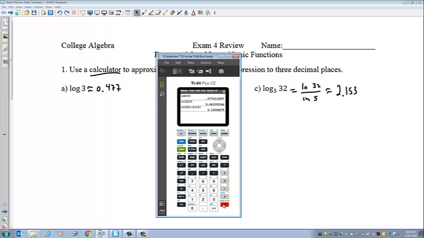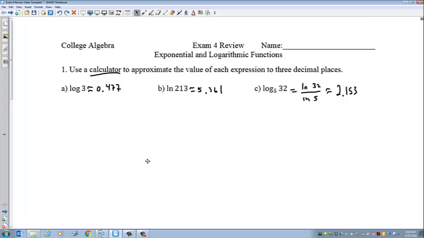All right. The point of this problem is just to make sure you can calculate logs at different bases with your calculator, and remember what this number actually means. This 2.153 is a number you raise 5 to get 32. So you can always check this with your calculator. 5 raised to that answer should give me 32, and that's what the log says basically. Okay, let's move on to the next problem.